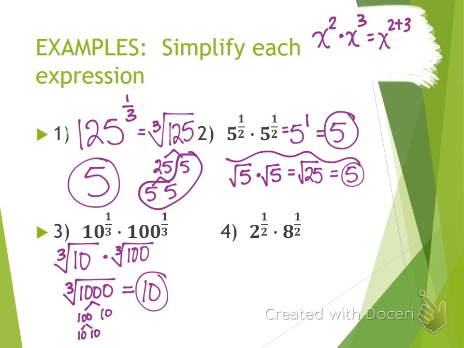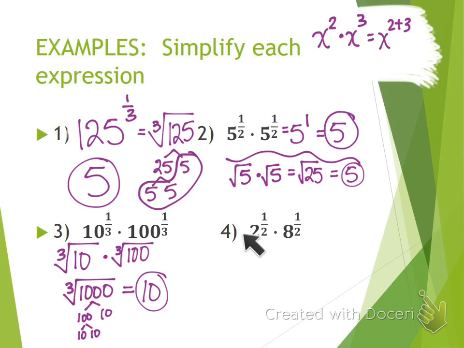Now on number 4, we don't have the same base, right? We got a 2 and we have an 8. So even though we have the same type of radical, we don't have the same base, so we cannot add the exponents there. It's the same reason here we went to radical form. The bases don't match, you can't add the exponents. So let's go with radical form instead.